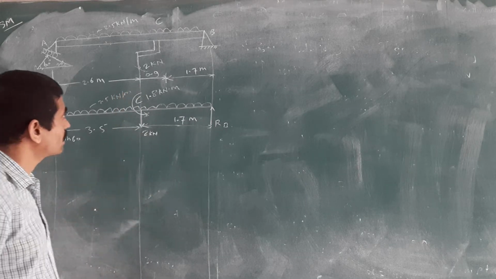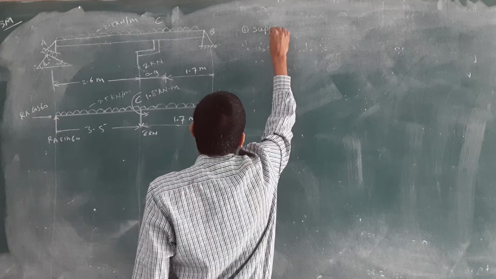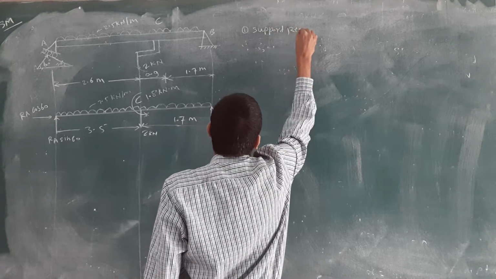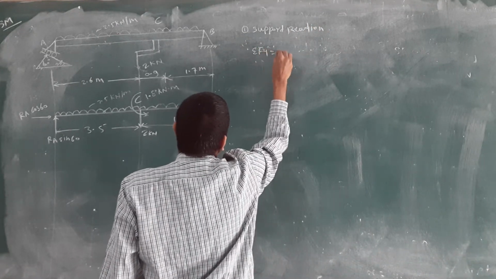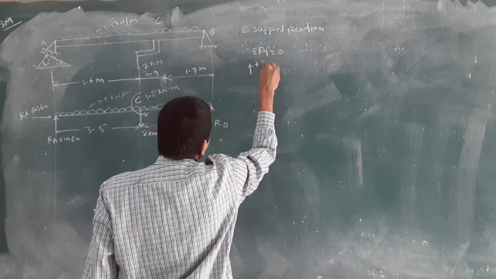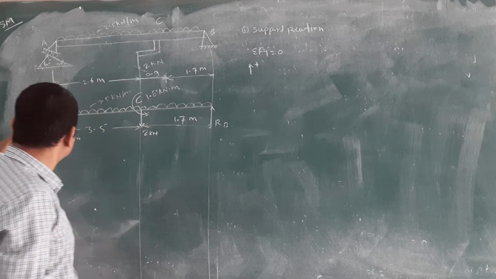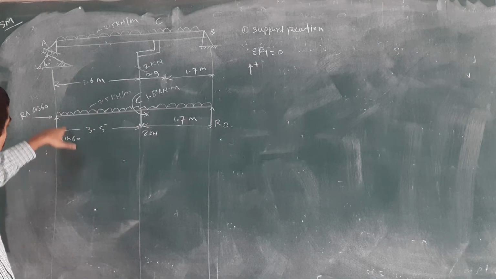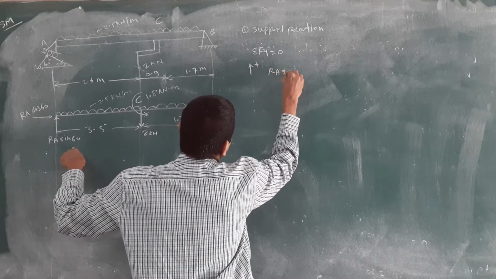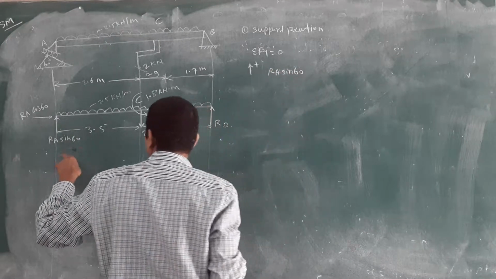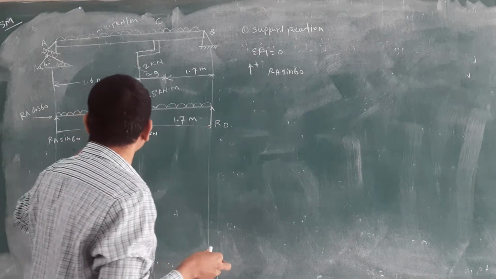Then how to calculate the reaction? First, you know the support reaction. Summation of Fy is equal to 0. We will consider the vertical positive. Then see how many vertical forces there are. RA sin 60 is in the upward direction, means positive. As it is, we don't know the value of RA. What is the value of sin 60? Root 3 by 2. Root 3 by 2. All of you know this.